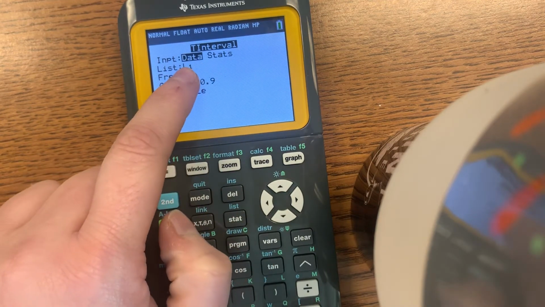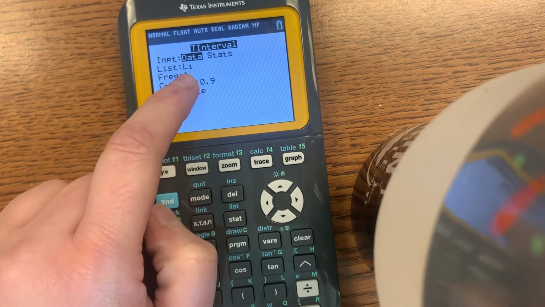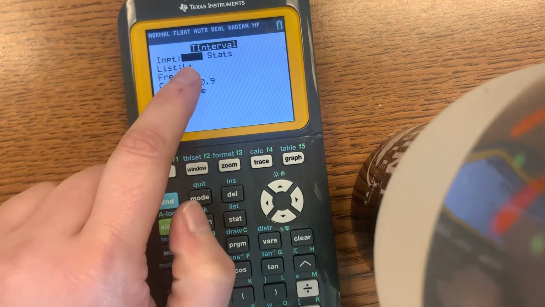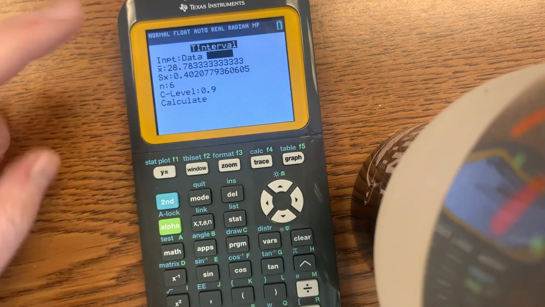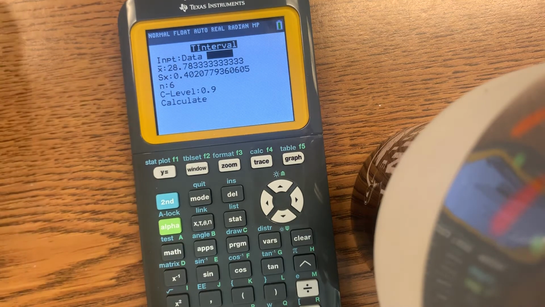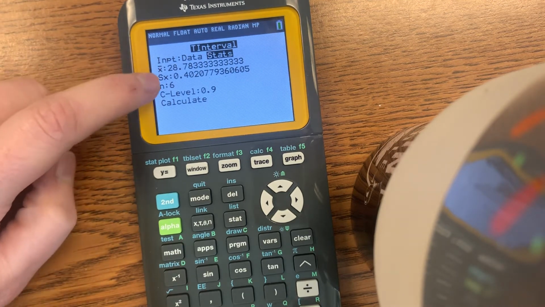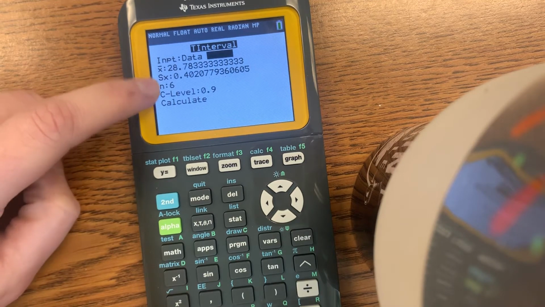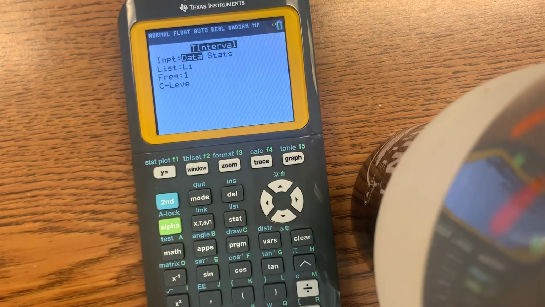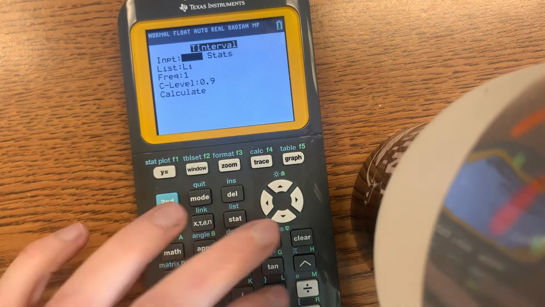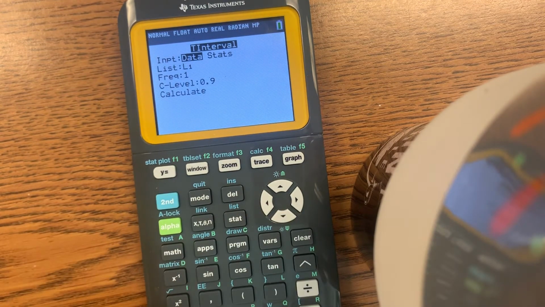So Data would mean I put this information in L1 or in a list somewhere, which is what I did in this case. Stats would be, instead of giving you the data, if they just told you what the mean and standard deviation were, and I had that to type in right here, that's when I would use Stats. In this problem, I know the data, so I'm going to use Data. It wants to know what list you got it from, so L1. Frequency just means how many times do you want me to use each number? Just once, please. We're never going to change that.